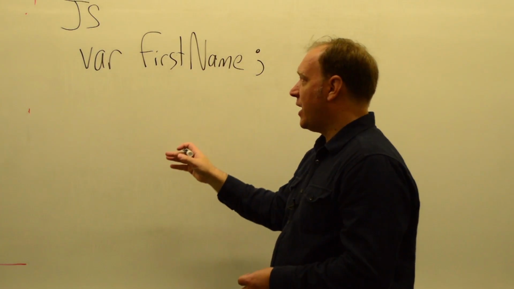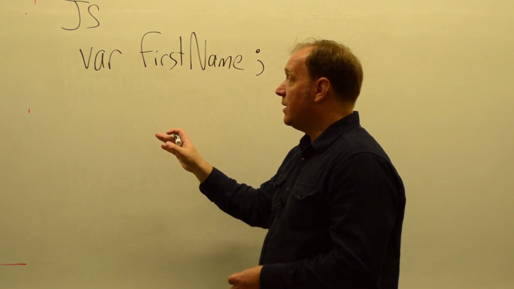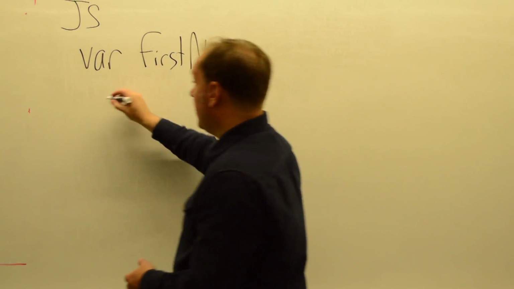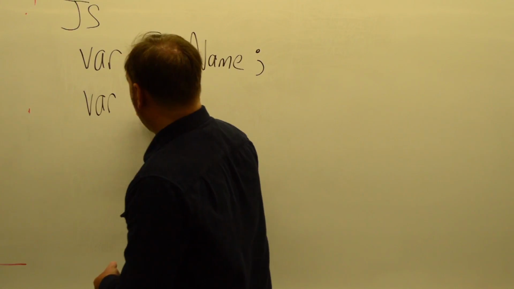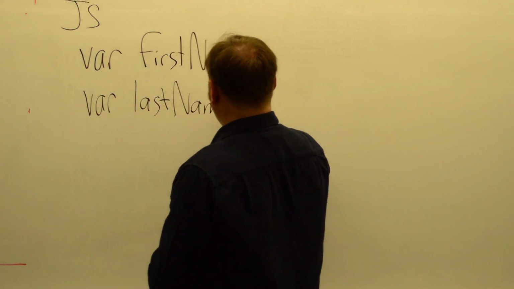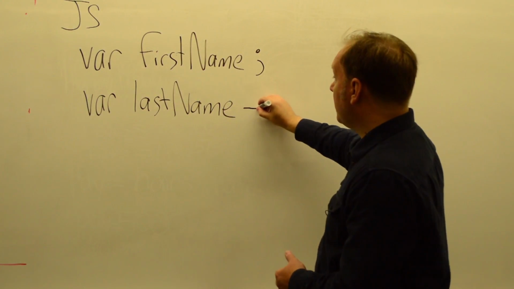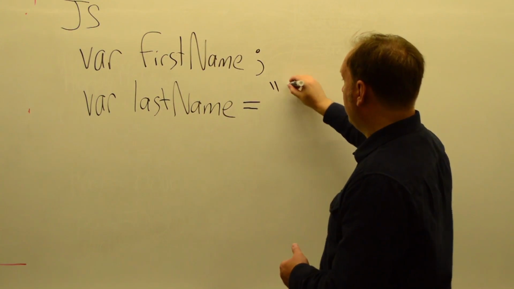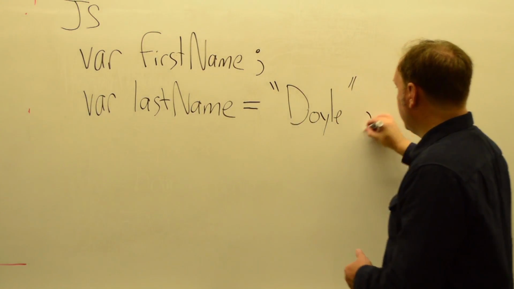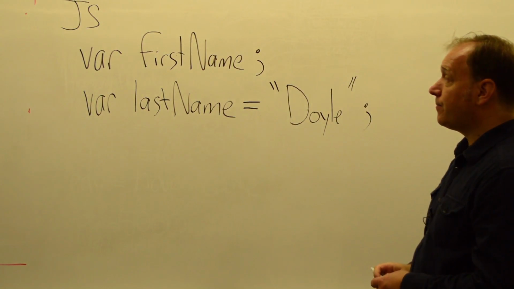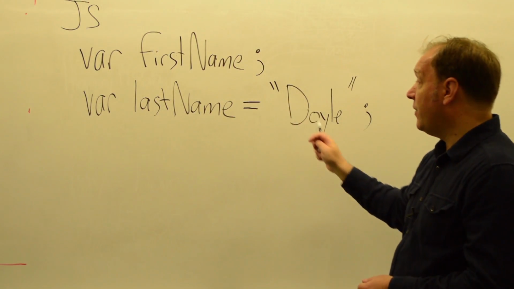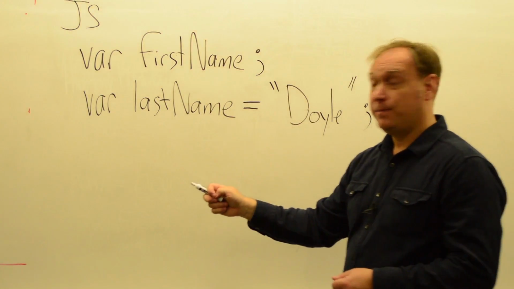What's great about JavaScript and other languages is that you're also able to give it a value in the same statement. And by that, I mean you can declare it, var lastName, is declaring it. You can also assign it a value in the same statement, semicolon at the end of it. So that's JavaScript, declaring the variable and giving it a value in one statement.